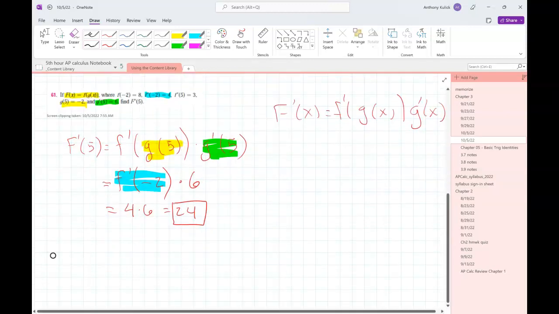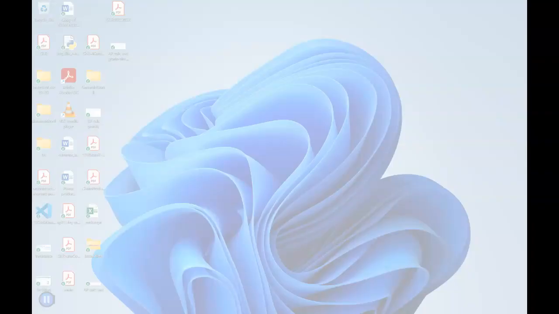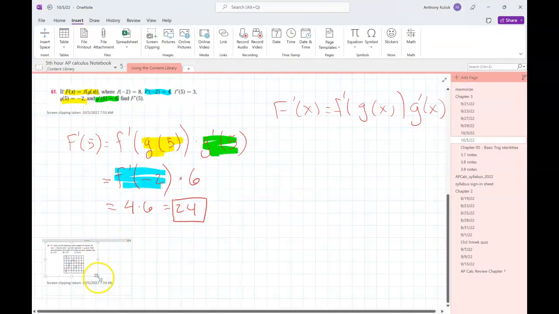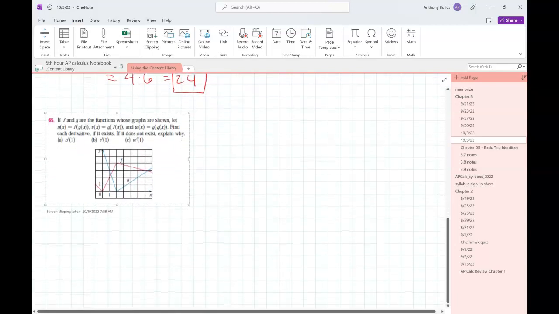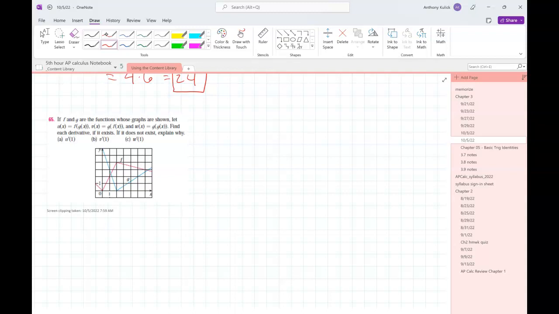65, same section? Sure. All right. It says f and g are functions whose graphs are shown below. Let u of x equal f of g of x, v of x equal g of f of x, and w of x equal g of x. Find each derivative if it exists, and if not, explain why. Okay? So u prime of 1 would be the derivative of f at g of 1, times the derivative of g at 1. Everybody cool there?